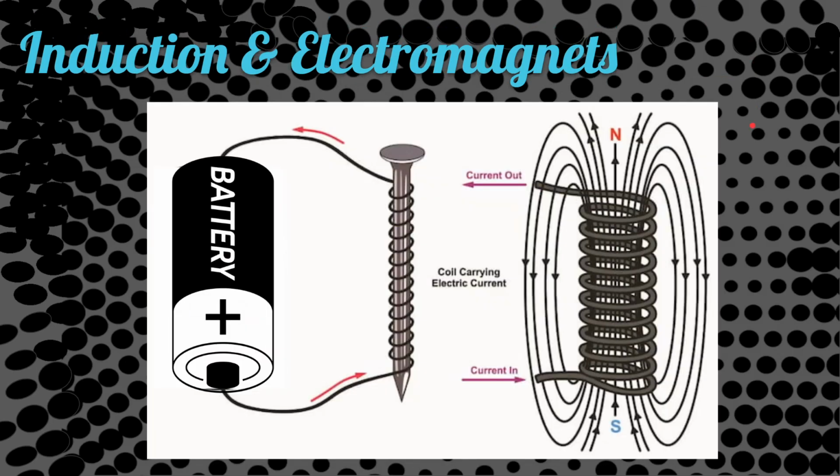So again, this is what's happening if we take a look at this wire right here that's wrapped around the nail, you have a generation of a magnetic field. And again, you can figure out which way it goes using the right-hand rule.